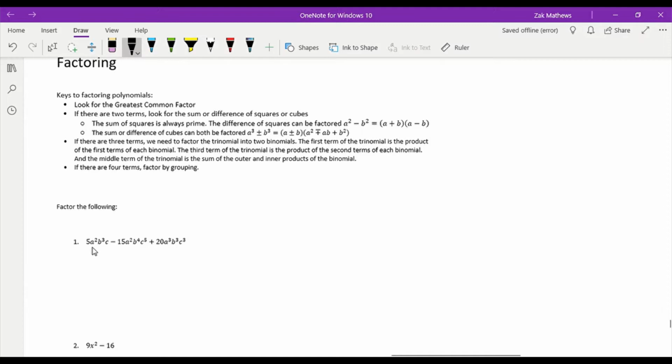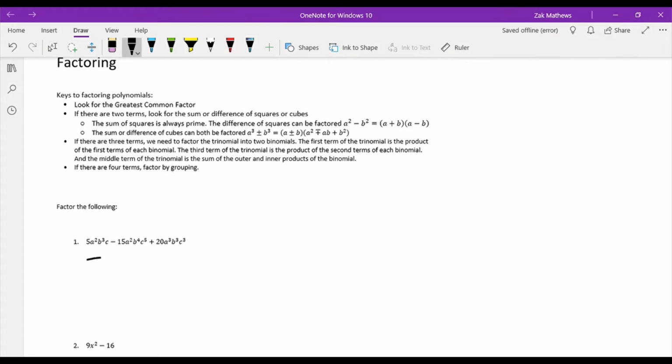So here we have an expression. It's got 3 terms: 5a squared b cubed c minus 15a squared b to the 4th c to the 5th plus 20a cubed b cubed c cubed. Now, there are 3 terms, but I'm not going to look at how many terms I'm looking at yet. I'm going to look for that greatest common factor first. That's going to be the first thing I care about.